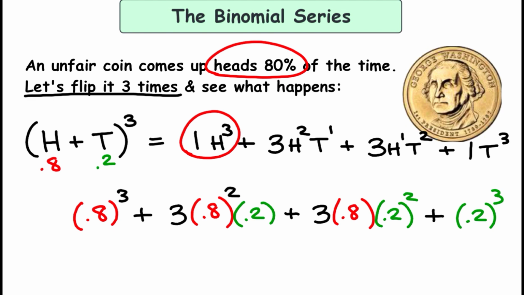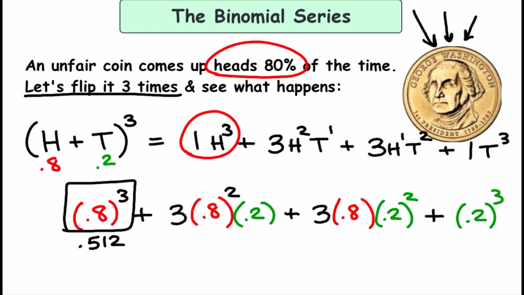Now we can mathematically figure out what this is. 0.8 times 0.8 times 0.8 is 0.512. So if you flip this coin right here 3 times, you'd have a 51.2% chance of having it come up all 3 heads. Heads, heads, heads. If you go 3 times 0.8 squared times 0.2, that's going to be 0.384. So there's a 38.4% chance of it becoming heads twice, tails once, in any order.